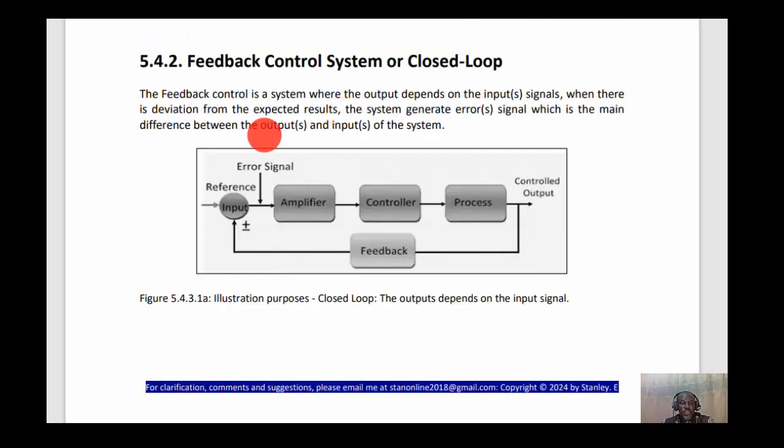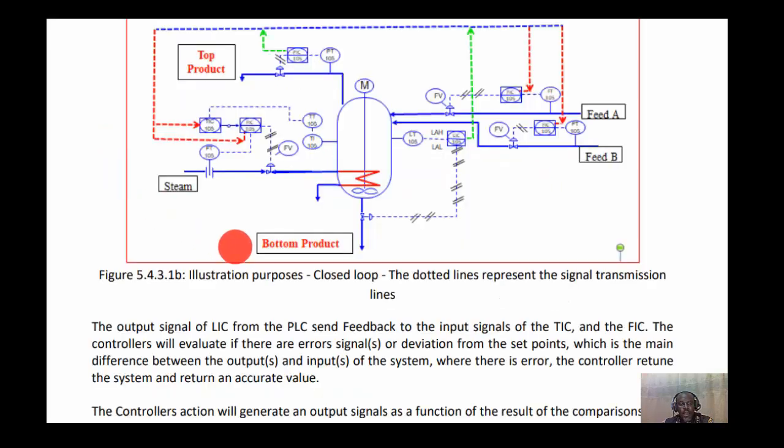A feedback control system is a system where the output depends on the input signal. When there is deviation from the expected result, the system generates error signal, which is the main difference between the output and the input of the system. A typical closed loop system, as illustrated here, we have the system here. Then we have the input, which are both the feed A and feed B. We have the output coming out from the top, and then we have another input again going to the system, okay, the steam. Then we have another output coming down from the bottom.